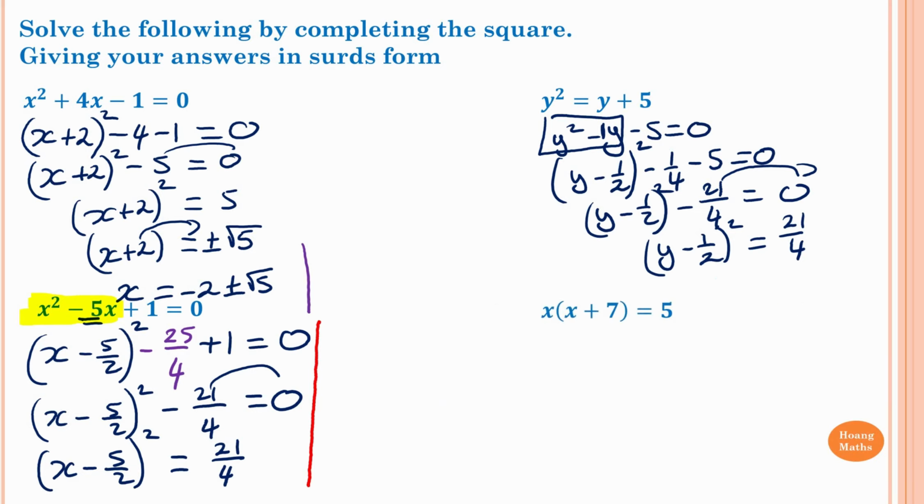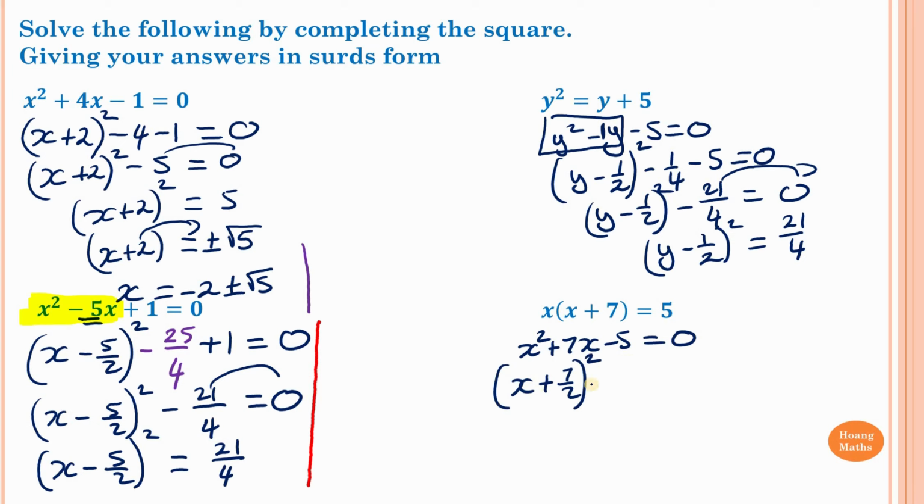Next one. To solve this, we need to first expand the bracket, and then I move the 5 over this side. So this becomes x squared plus 7x, and then the 5 moves over and becomes minus 5 equal to 0. And remember, we need to halve the coefficient of x. So half of 7, please do not write 3.5. You write 7 over 2, so you can do it in your head without a calculator, easier. So plus 7 over 2 all square.